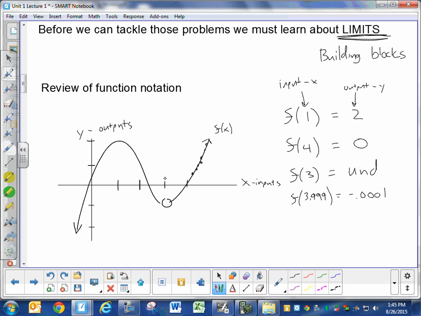Now, we don't have a function value at 3, but I'll tell you we will have function values really, really close to 3, like at 3.0001. Now, what would we think the function value is for the input of 3.0001? Well, it actually will be defined. We'll say that just the point at 3 is undefined, but just to the right of 3 is going to be close to what number? Yeah, it looks like it's going to be really close to -1, so it's maybe like negative 0.999 or something like that.